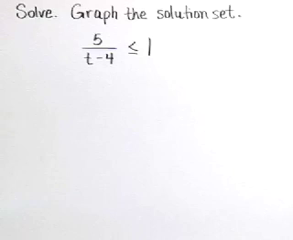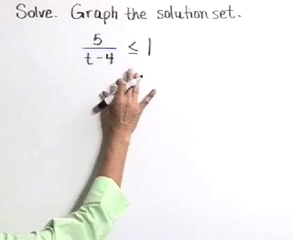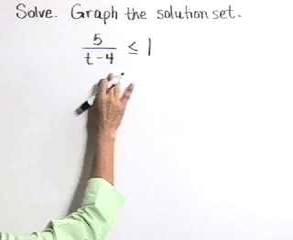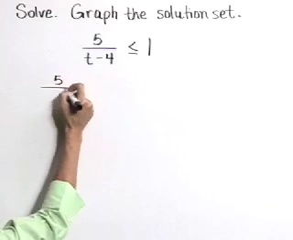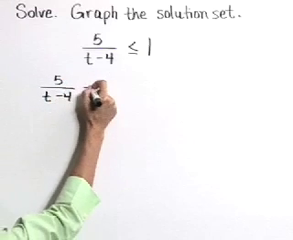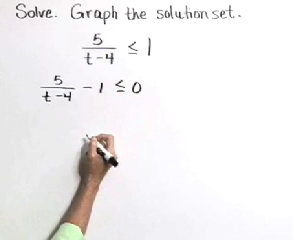Solve, graph the solution set for the inequality 5 over t minus 4 is less than or equal to 1. Let's start by getting everything on one side with 0 on the other. So subtract 1 from both sides, and let's write this as 5 over t minus 4 minus 1 is less than or equal to 0.